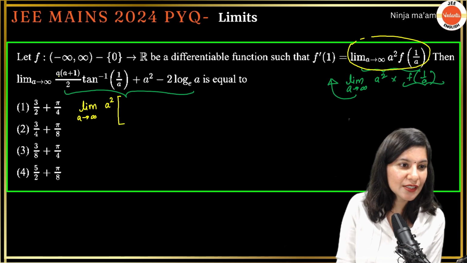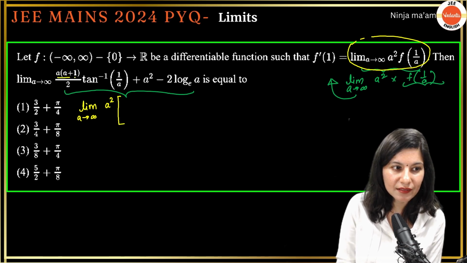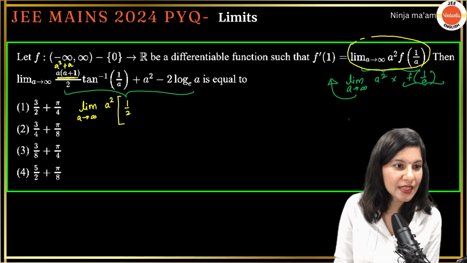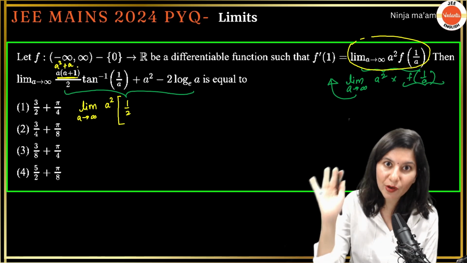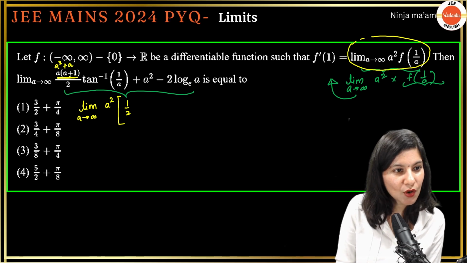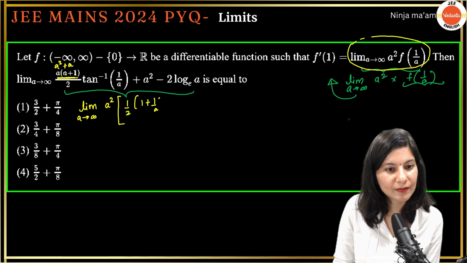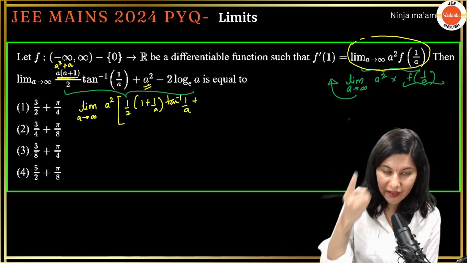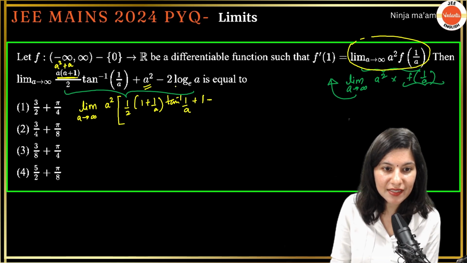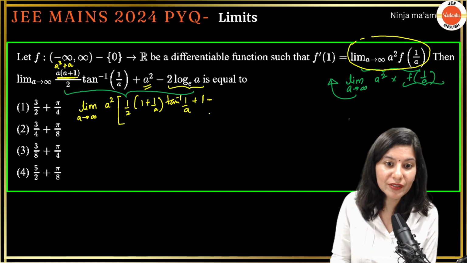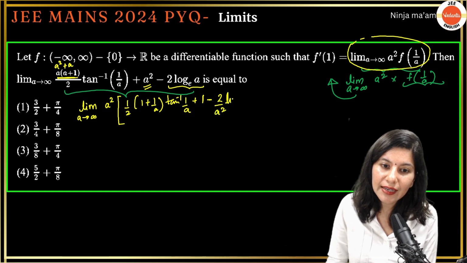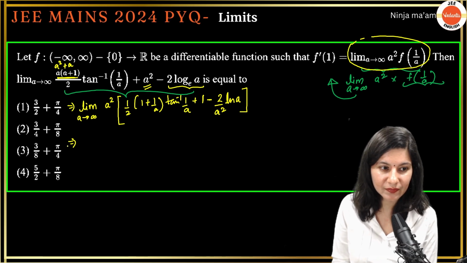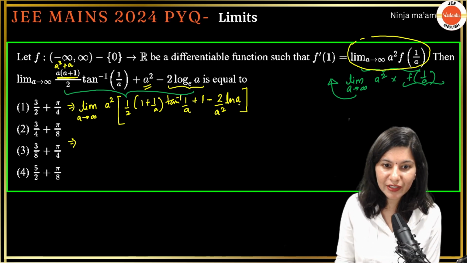Tell me. So this is already a square plus a. This is what? A square plus a. 1 by 2 is already there. 1 by 2 if I take common. A square plus a. I am taking a square common from each and everything. A square if you take common, you will get 1 plus 1 by a. Correct? Then tan inverse 1 by a is already there. Plus if I'm taking a square common, this will become 1 minus, this is not having a square, so I have to divide it by a square and ln a. Is that fine? Is that correct?